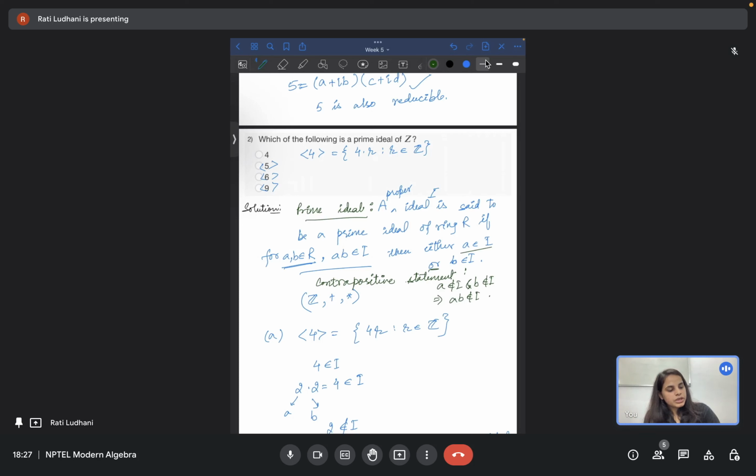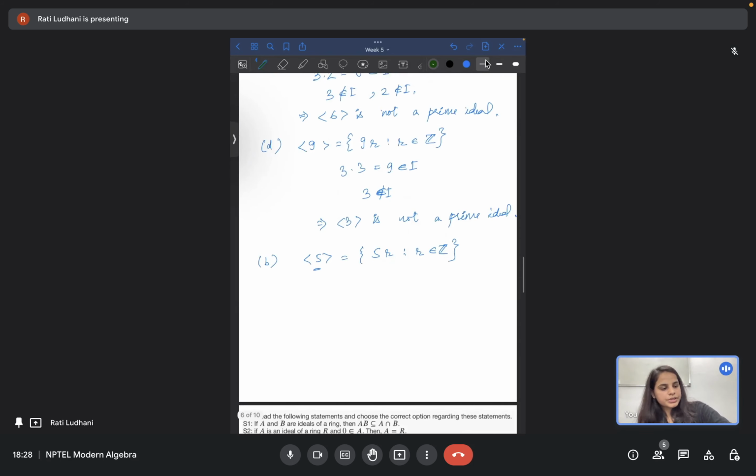Negation of this part should imply negation of this part. So this is A and B: A does not belong to I and B does not belong to I. This implies AB does not belong to I. If you can prove this, then you are done, right? So I think this is better.